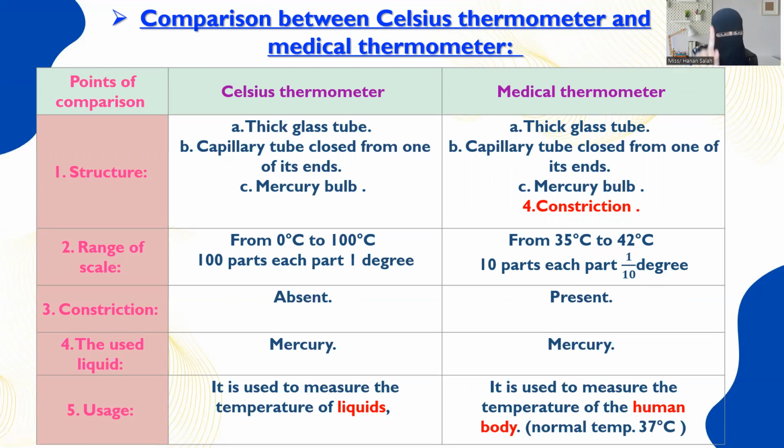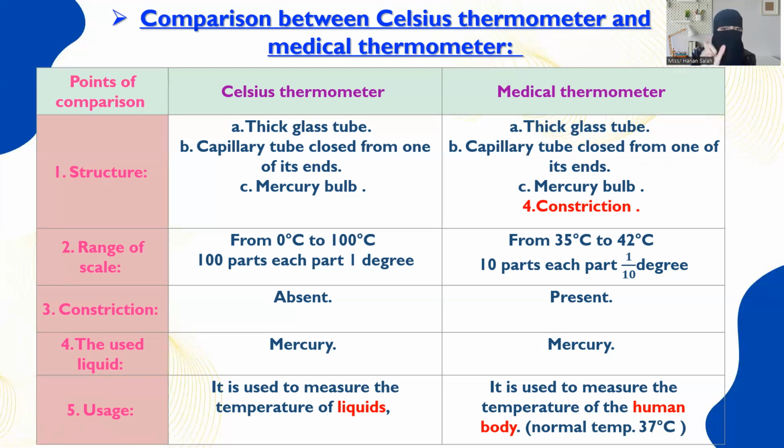What about the constriction? We said the Celsius thermometer doesn't contain any constriction, but the medical thermometer contains a constriction. What about the liquid used? Both of them contain mercury, and we will say now why especially mercury.